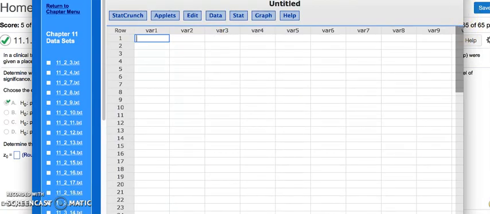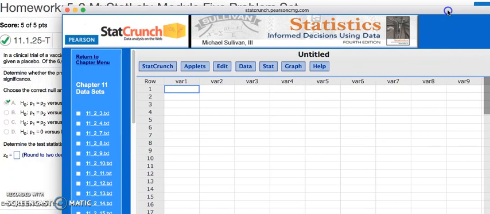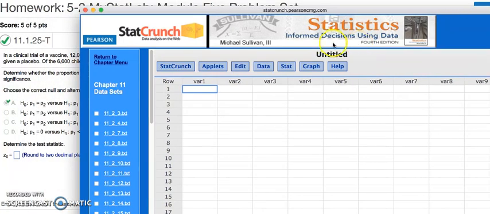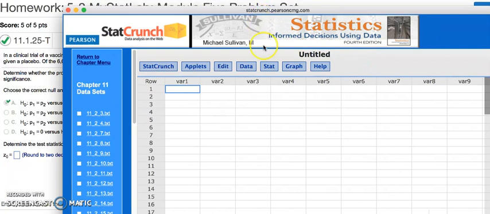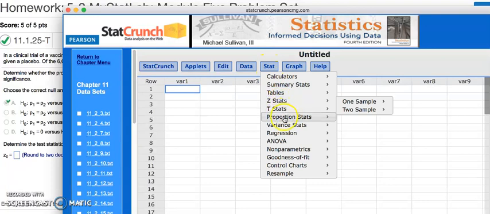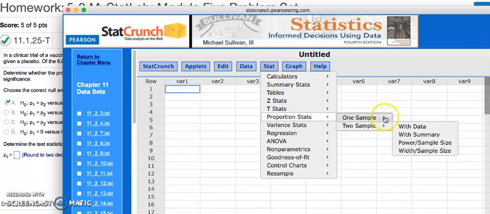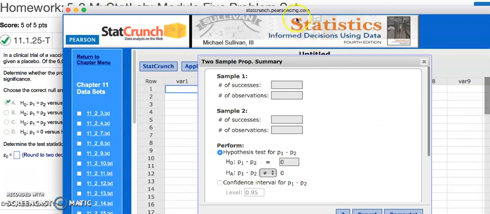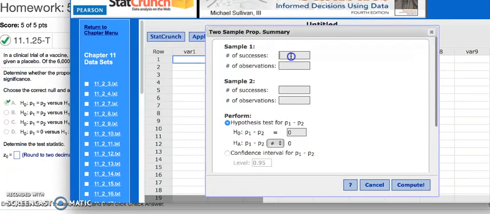And as you can see, I always get the pop-up blocker. If you guys ever have a problem with the windows not popping up, just check your pop-up blocker. Okay, so again, we're doing population proportions and we're looking for the test statistic. So click on stat, go down to proportion stats, two sample with summary. So again, I wrote down our numbers. We have X1 is equal to 76. The number of observations is 6,000. The number of successes for the second population is 107. And again, the number of observations is 6,000.